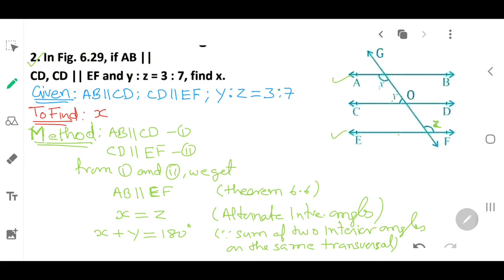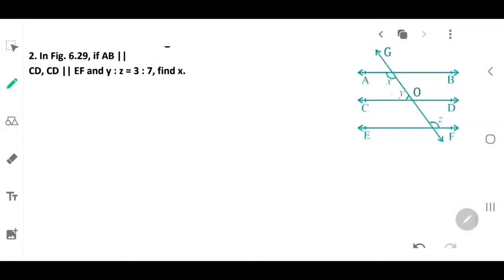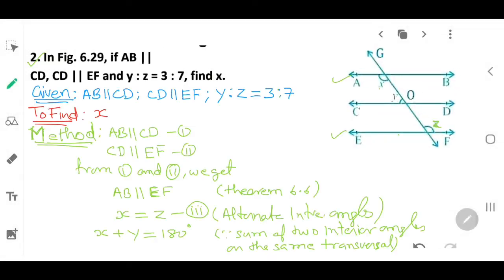So we got here x plus y as 180 degree that we have already written here, understood? As well as x is equal to z, that is equation number 3 we have taken, correct? So in the place of x we can also write here z. So z plus y is how much? That is equal to 180 degree. Is it clear, children?